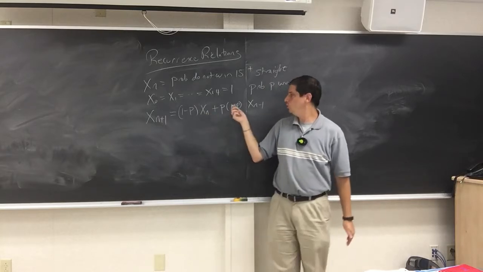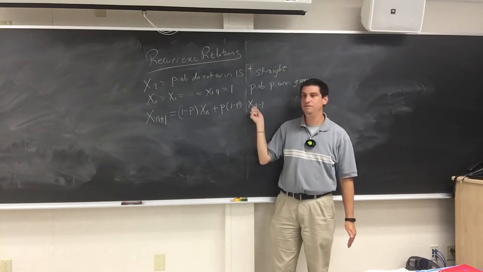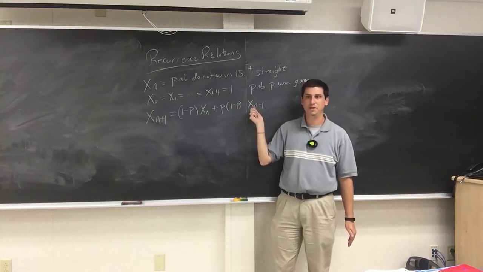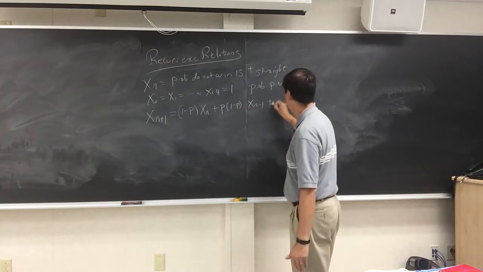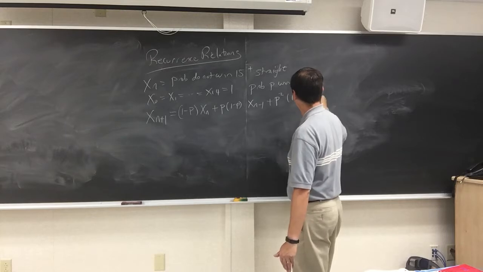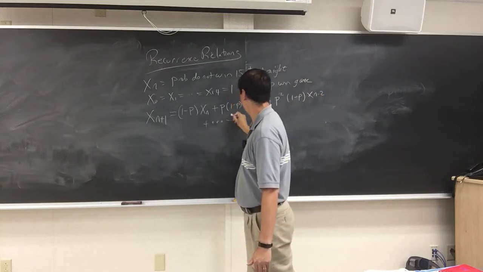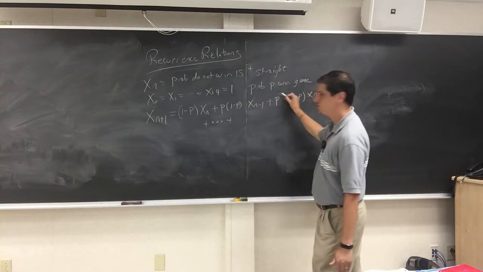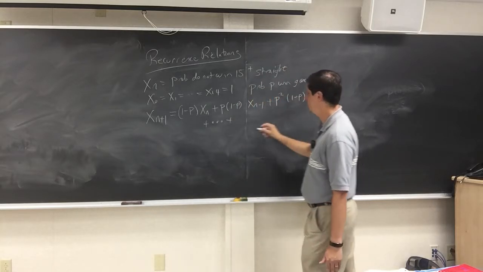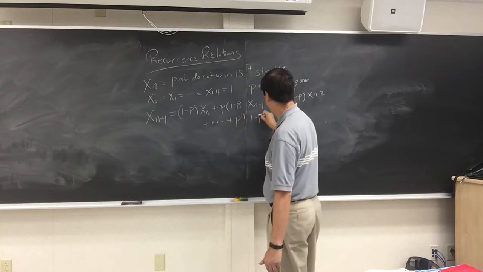Okay, great. Or we win the last game, we win game n plus 1, but we lose game n. Then we have to win 15 straight in the first n minus 1 games. I'll do 2 more. Or we win our last 2 games, lose the game before that, and then it's going to be x sub n minus 2. And we just continue all the way down. Notice we have a p squared. So we could win our last 14 games, lose the 15th game.